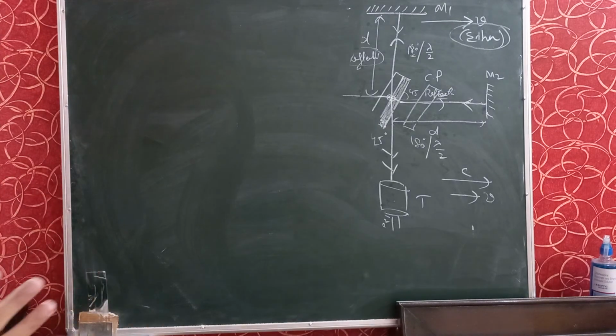It means overall, it is observed that the ether is existing around the earth, and it is also dragging along with the earth.